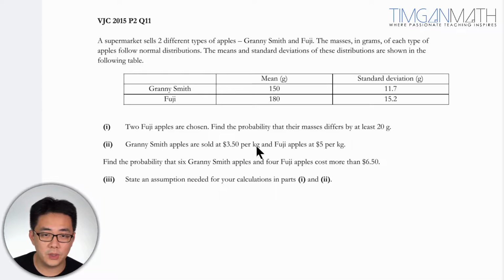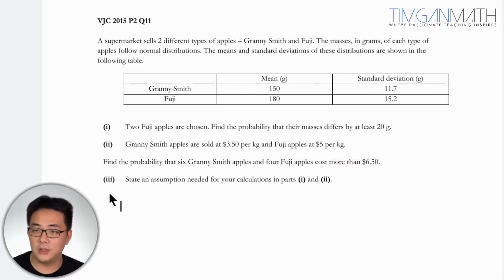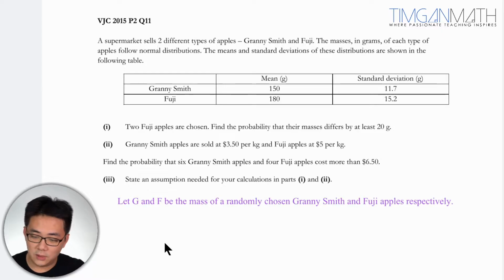Two Fuji apples are chosen. Find the probability that their masses differ by at least 20 grams. So what we need to do is essentially just define. So I'll just say let G and F be the mass of a randomly chosen Granny Smith and Fuji apple respectively. Okay, so this is it. Just need to define first.